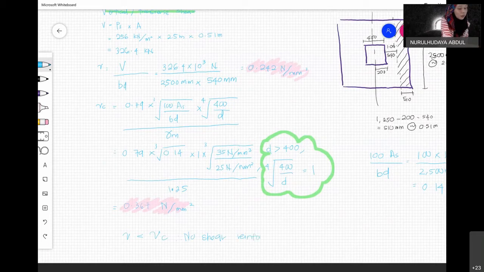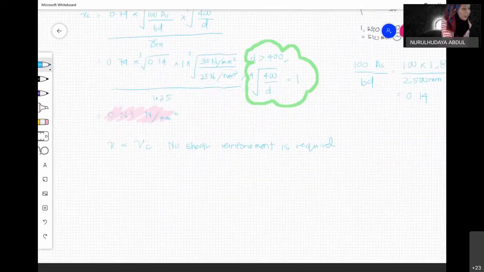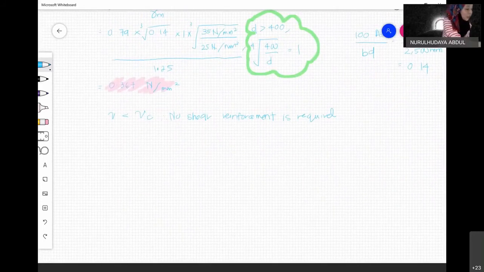Because of transverse ataupun vertical shear ni boleh resist by concrete sebab concrete shear stress dia mampu nak resist. Okay, so we are done with transverse or vertical shear. So what we need to do next is we need to check for punching shear.